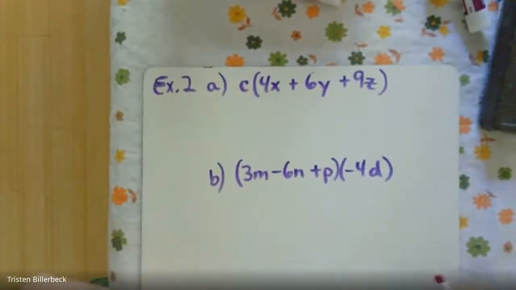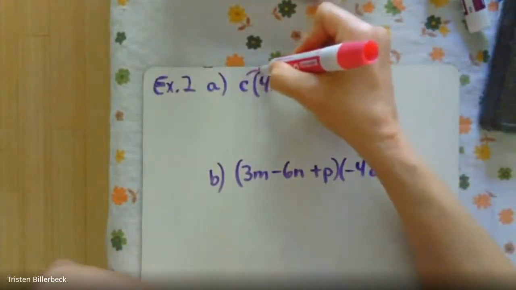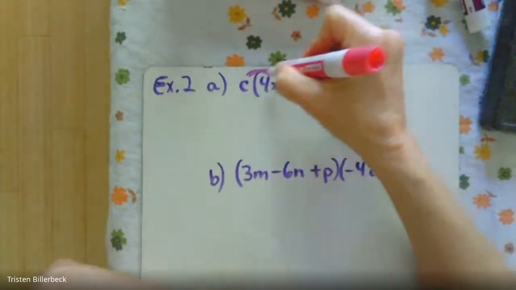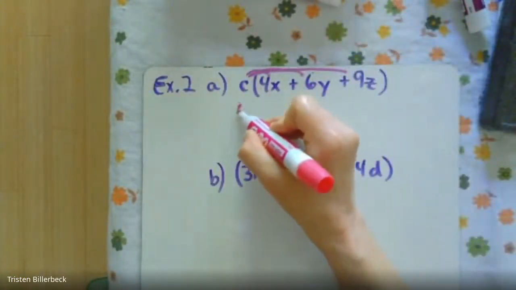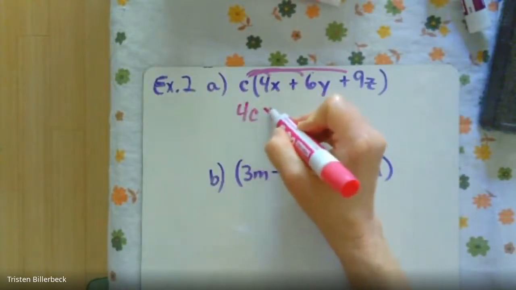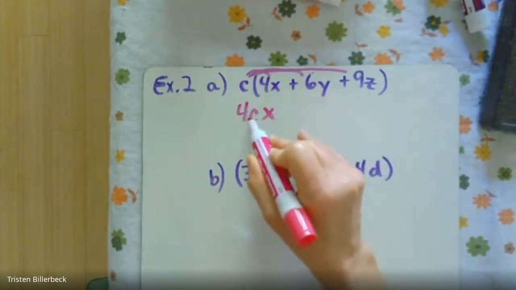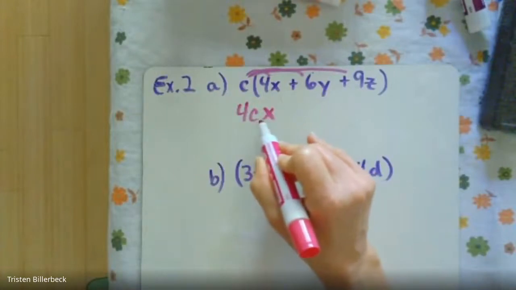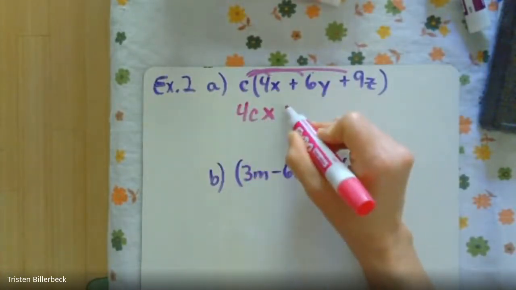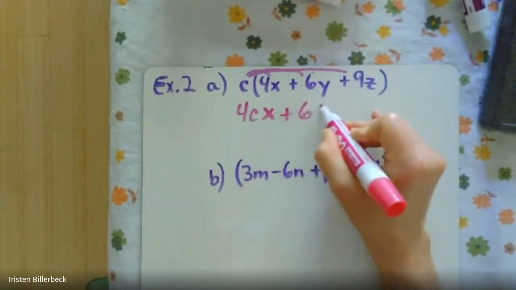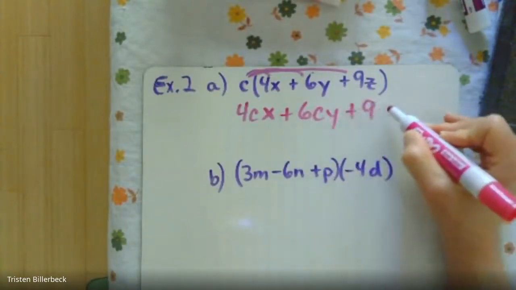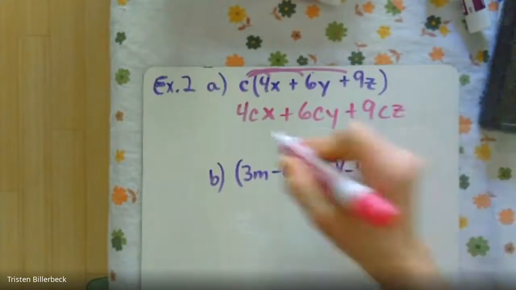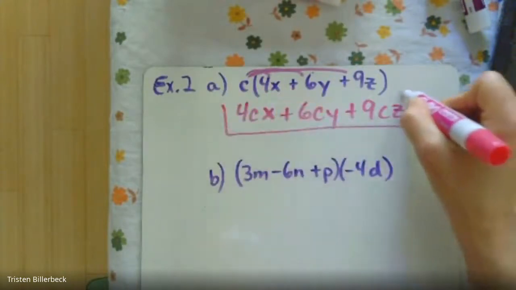All right, let's distribute these. So we have c, and we're going to distribute it to each term. So we have 4cx. Remember, we write it in alphabetical order. Plus 6cy plus 9cz. And that's our answer. Yeah, that one was simple.